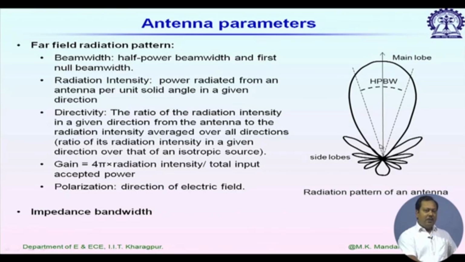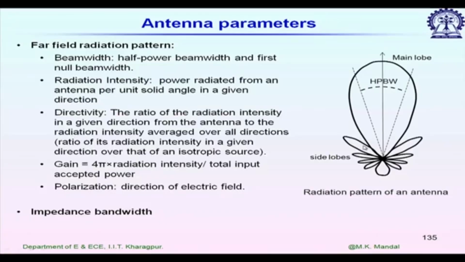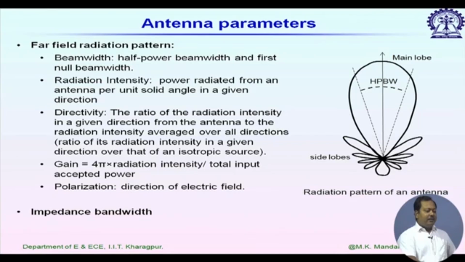Next, another important parameter is radiation intensity. How do we define it? Power radiated from an antenna per unit solid angle in a given direction. So, in my desired direction, obviously radiation intensity will be higher. In other directions, radiation intensity should be as small as possible.